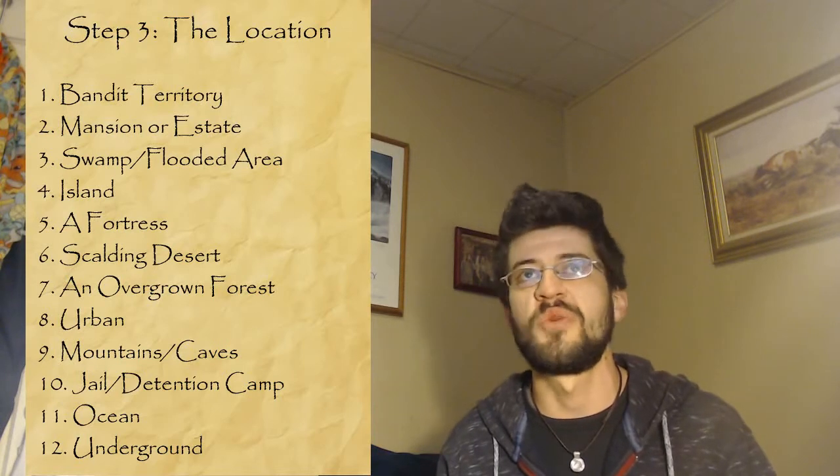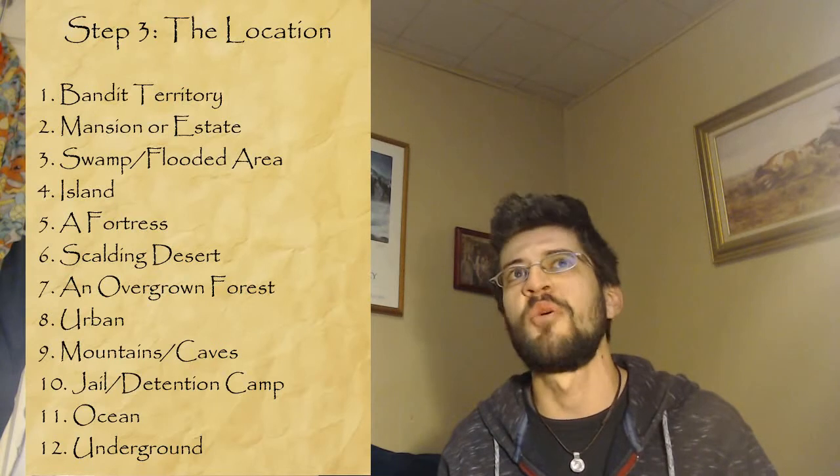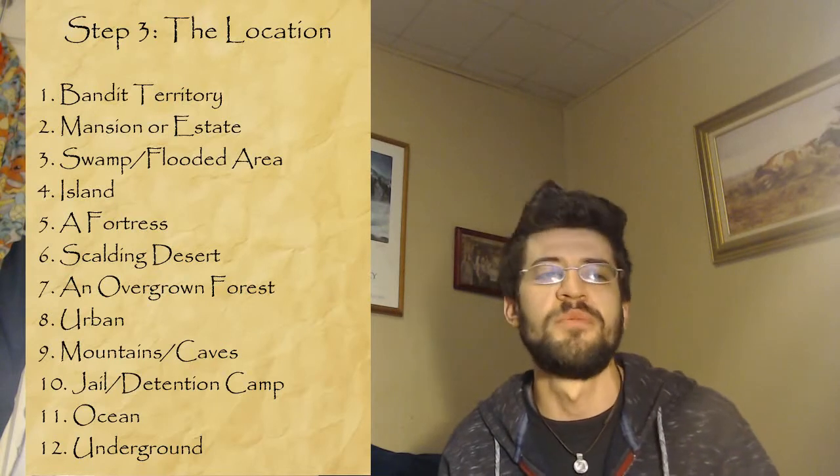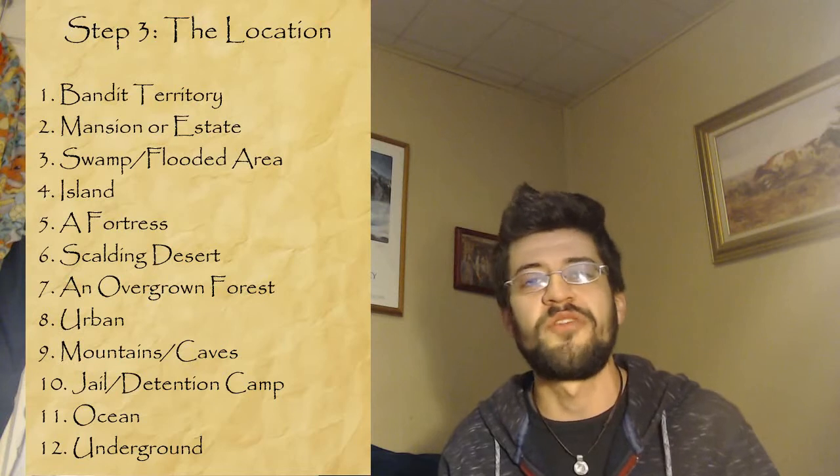Number 2, a mansion or estate. I like this, if you roll on a mystery, you can roll 2 on this table and have a mystery in a mansion. You have a murder mystery, essentially. I think that's awesome. Number 3, swamp or a flooded area.